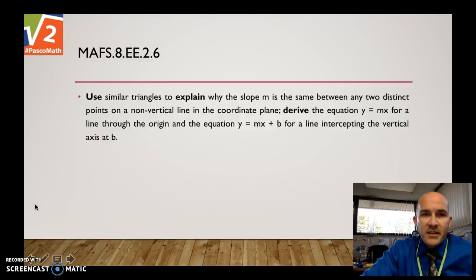So the standard itself says, use similar triangles to explain why the slope m is the same between any two distinct points on a non-vertical line in the coordinate plane. Derive the equation y equals mx for a line through the origin, and y equals mx plus b for a line intercepting the vertical axis at b.